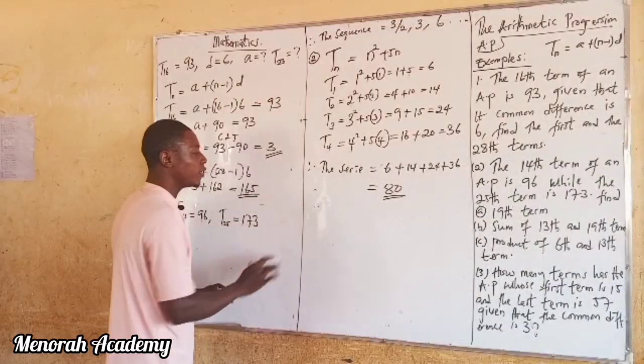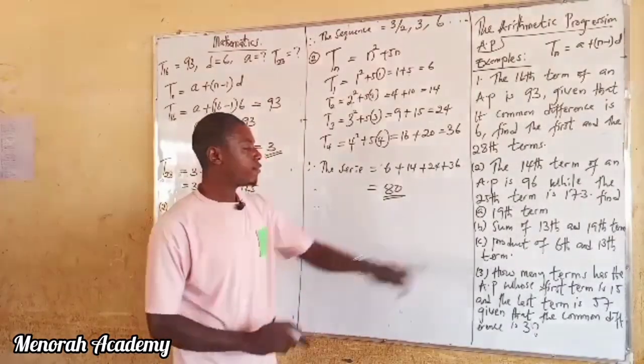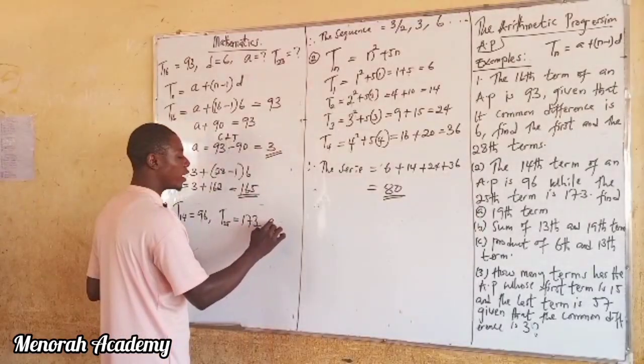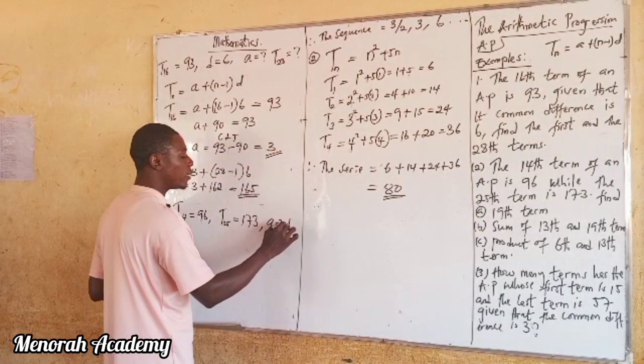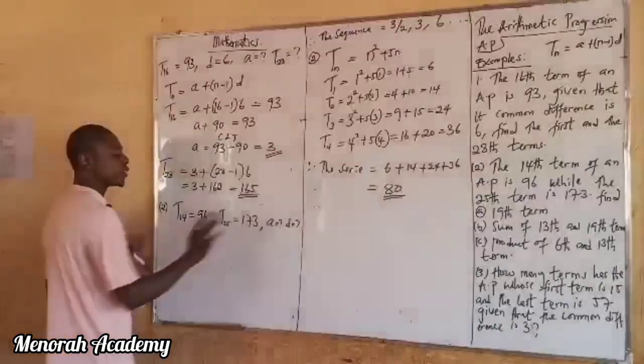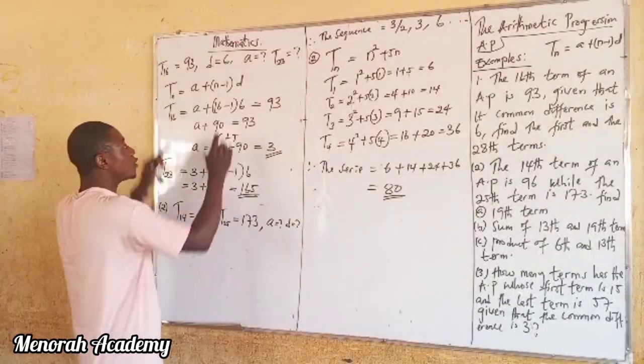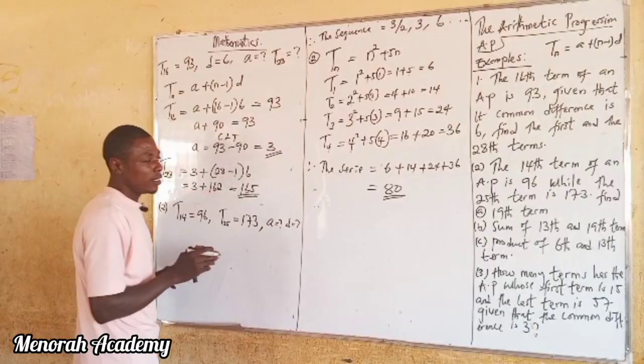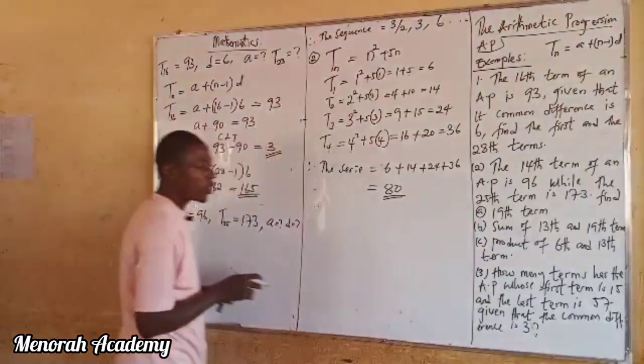173. Now, these two things are given. And then they say find the 19th term. Before we find our 19th term, we need to find our A and then find our D. So these two things are not given. Without these two things, we cannot use this formula to find the 19th term and all of this question A to C.